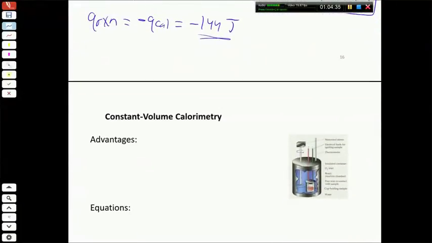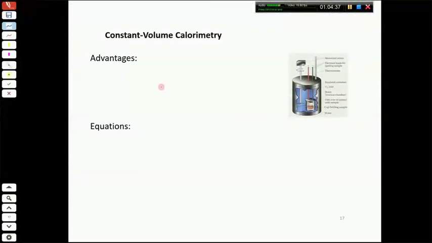The last example we'll do is with a constant volume calorimeter. And there's really nothing different about this. I just wanted to introduce some of the differences between this type of calorimeter and the types of reactions that we study with it. So another name for a constant volume calorimeter is a bomb calorimeter.